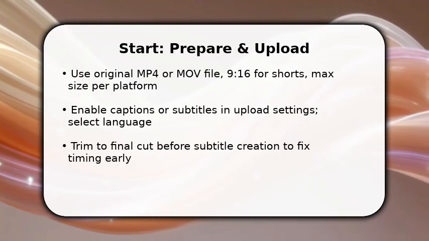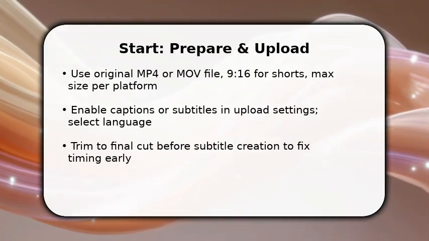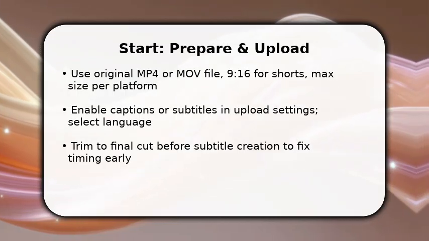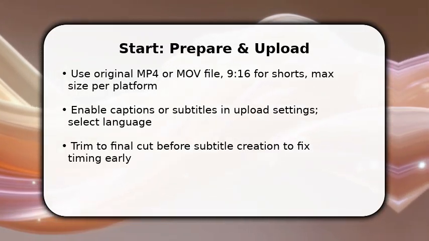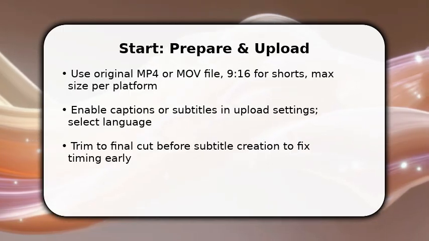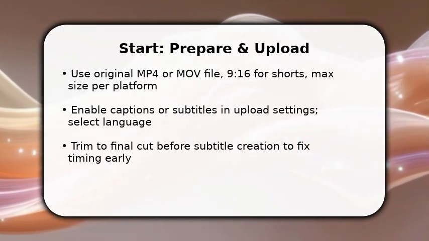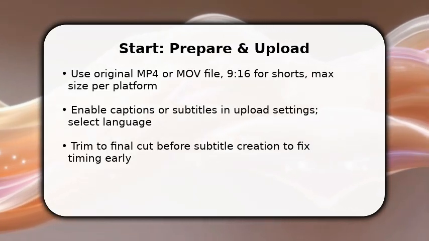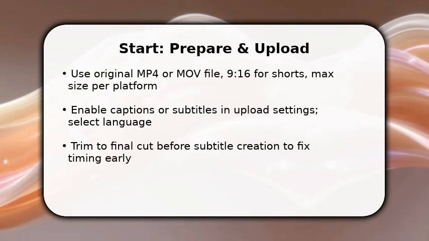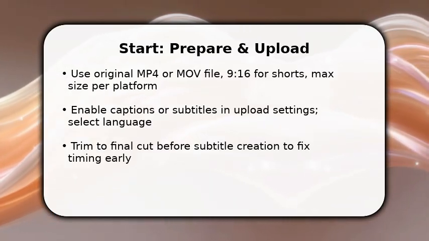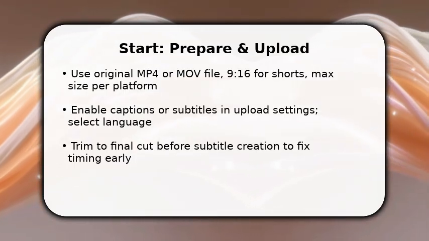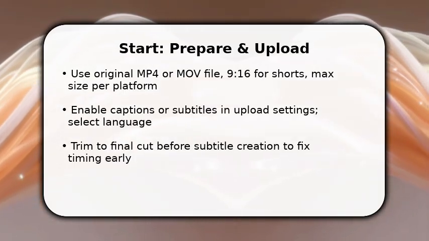You already have your short ready. Now get it into the platform and lock the final cut. First, upload the MP4, 9:16, and choose the language for captions. Once uploaded, open the captions or subtitle option in the Creator Studio. Make sure auto captioning is enabled if you want a fast draft. Otherwise, prepare a transcript file. You do this because timing depends on the final length, so finalize edits first and start subtitle creation immediately.